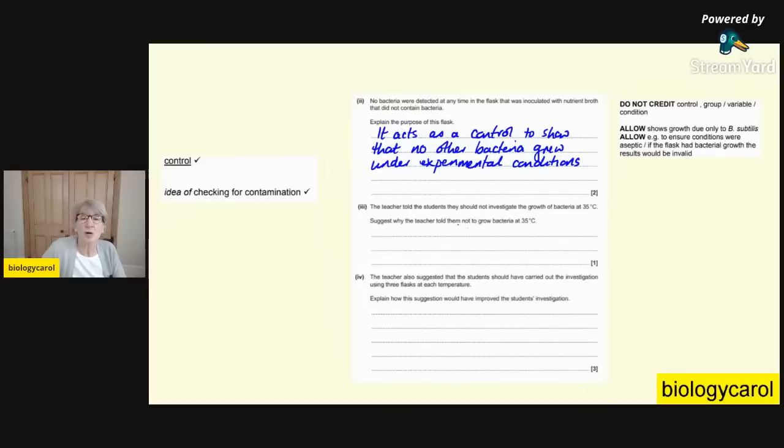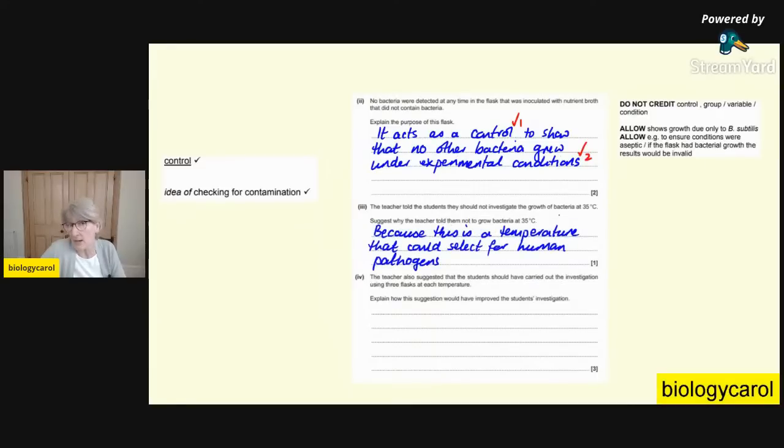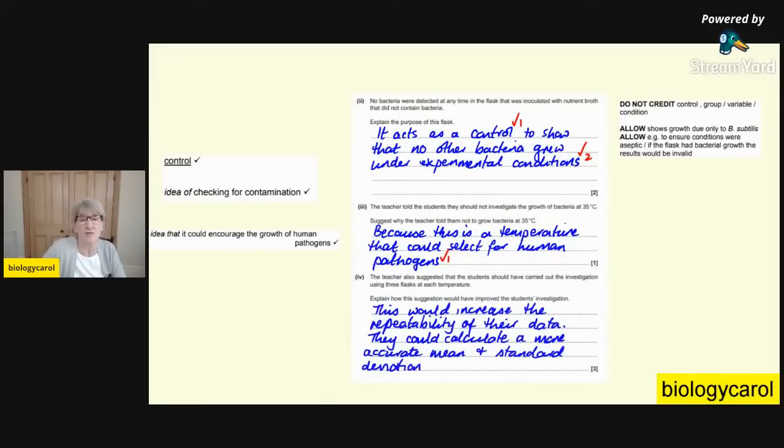Suggest why the teacher told them not to grow the bacteria at 35 degrees C. Well, at 35 degrees C, you are basically using a temperature that selects for bacteria that could potentially be human pathogens, because 35 degrees C is very close to our body temperature of 37 degrees C. And you do not want to be producing bacteria that could be human pathogens. So that's why all bacteria in schools are incubated at 20 degrees C, not 35.